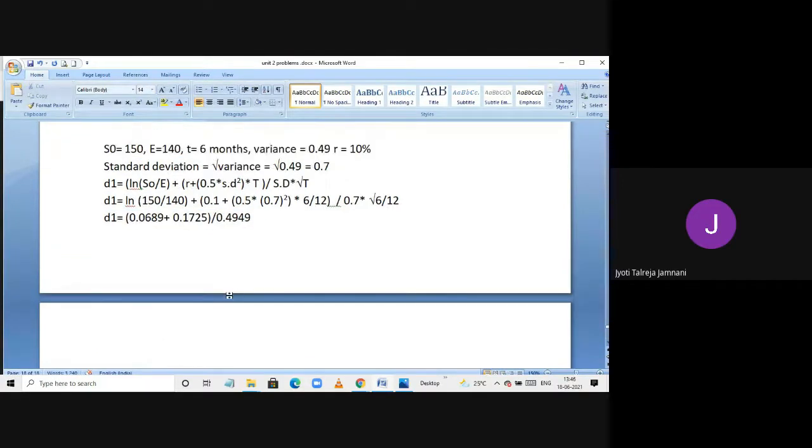Understood how to solve? I'm repeating it again. First we'll open this bracket. We'll do S0 divided by E and we'll find the natural log of it. Then we'll do standard deviation square. So this is also in bracket, the standard deviation square.